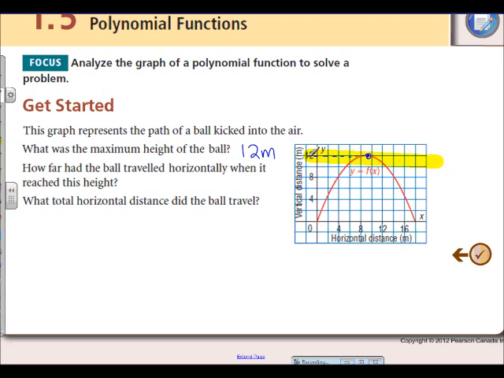How far had the ball traveled horizontally when it reached that height? We're now taking it down to here, 8, 10, so it looks like half in between, about 9 meters. Horizontal distance, 9 meters. What total horizontal distance did the ball travel? It went up, and then it came back down and hit the ground way over here. So that's 18 meters.